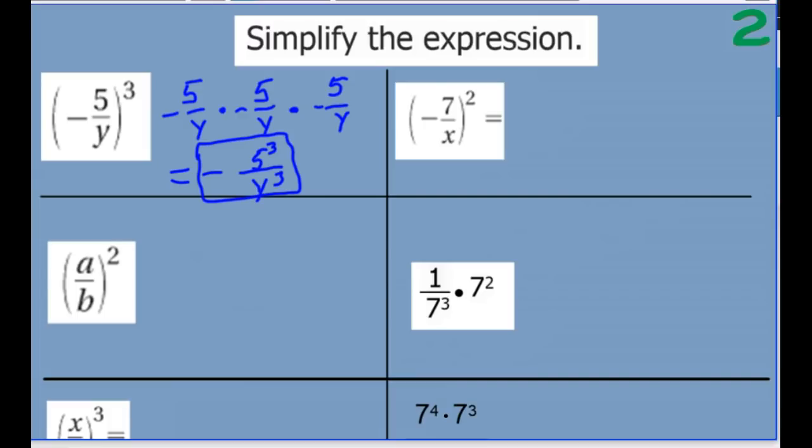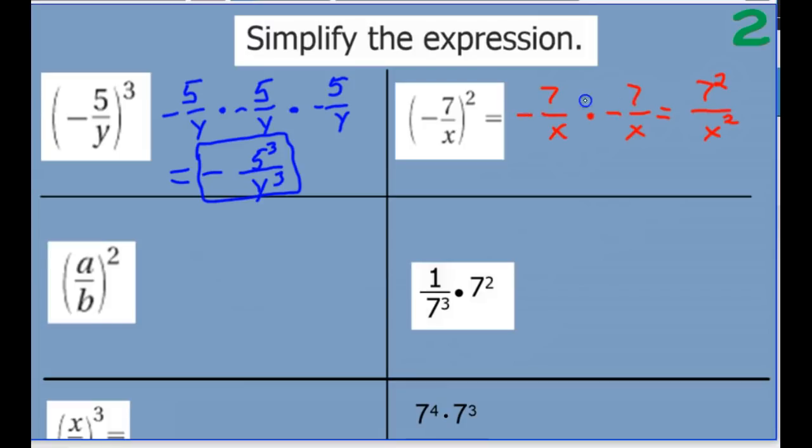On this problem right next to it, we have negative 7 over x inside of our parentheses. This exponent tells us how many we have. So we have 2, so I'm going to write it out twice. So now all we got to do is count them up. We have 2 7's, so 7 squared on top. And we have 2 x's, so x squared on the bottom.